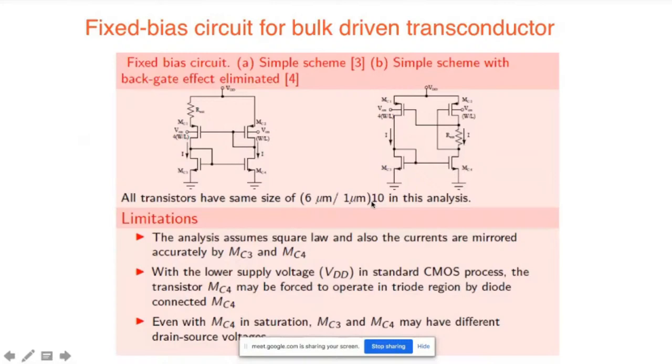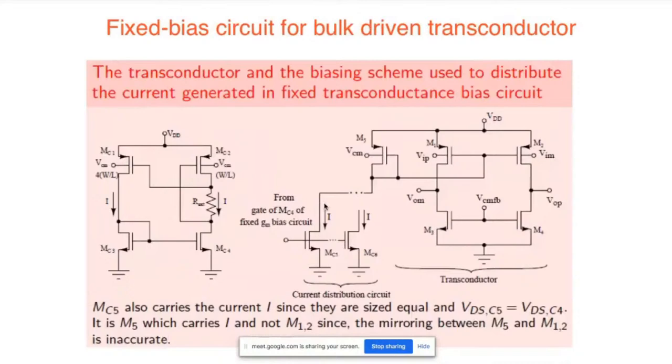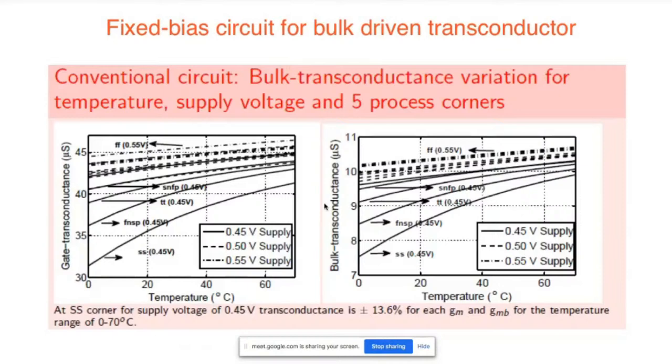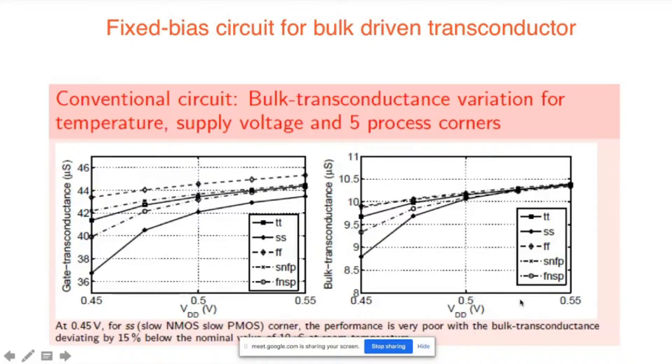If anyone is interested, you can always contact us or contact me so that we can guide you. In this case, we have seen that the variation is going to be more, around plus or minus 13.6%, and here also it is going to be large. Gate as well as bulk with respect to temperature, and the same with respect to gate and bulk with respect to VDD, is also going to be more, around 15%.